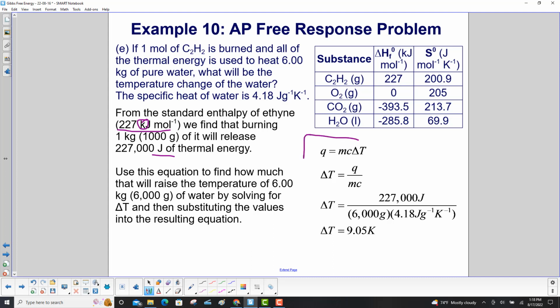Use this equation to find out how much that will raise the temperature. So first we solve for delta T. Then Q, which is our heat transfer, or the thermal energy that is moved, of 227,000 joules. Here's our mass, and here's our specific heat of water, and we get the delta T will be 9.05 Kelvin.